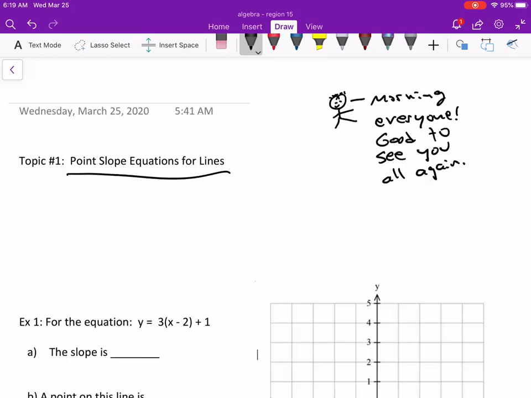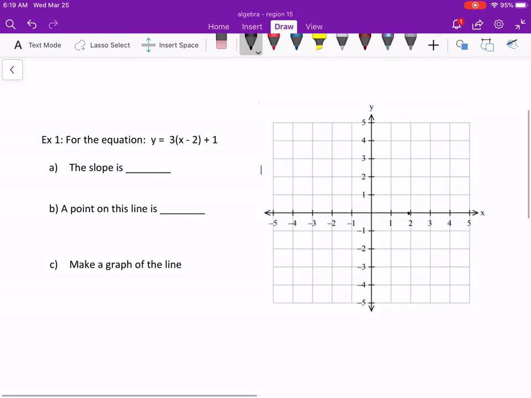Typical questions for this might be, here's an equation for you. The slope for that equation, well, it's 3. It's right there in the equation. A point that goes on that line, well, I'd want to plug in a 2 for x to make the parentheses 0. And then 3 times 0 is 0, plus 1 is 1, and my y-coordinate would be 1.